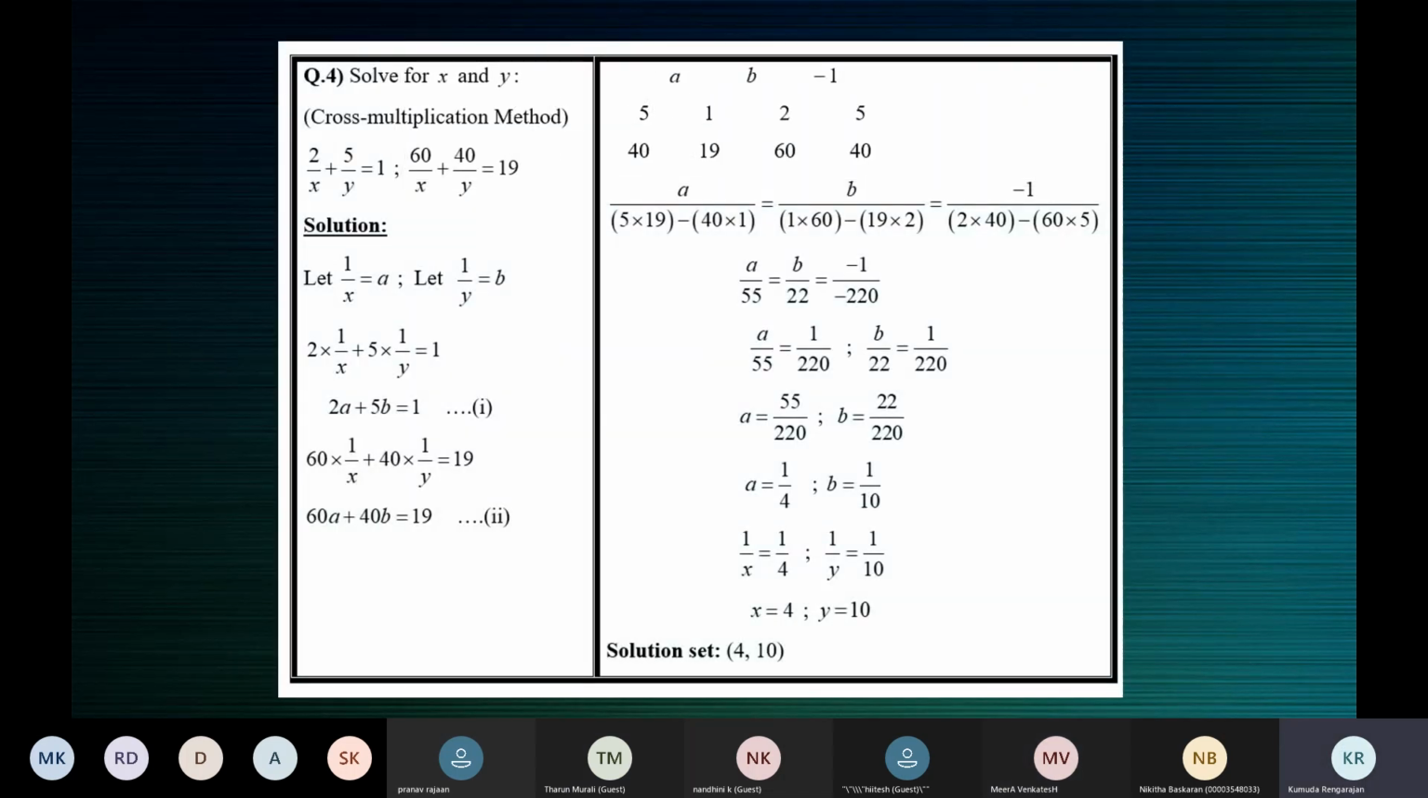Okay, let's see the answer. Correct. a is 1 by 4, b is minus 1 by 10. Class? Yes, ma'am, it's correct, ma'am. Yeah, please check your answer. Please check your steps, not only the final answer.